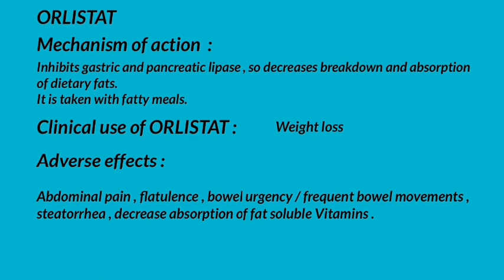Orlistat. Mechanism of action: inhibits gastric and pancreatic lipase, so decreases breakdown and absorption of dietary fats. It is taken with fatty meals. Clinical use of orlistat: weight loss. Adverse effects: abdominal pain, flatulence, bowel urgency, frequent bowel movements, steatorrhea, decreased absorption of fat-soluble vitamins.